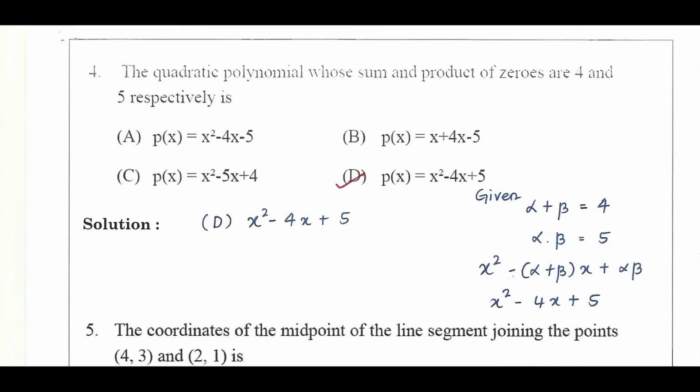Fourth question: the quadratic polynomial whose sum and product of zeros are 4 and 5 respectively. The standard form of a quadratic polynomial is x square minus (alpha plus beta) x plus alpha into beta, that is x square minus sum of zeros into x plus product of zeros. Alpha plus beta is 4, alpha into beta is 5. Therefore what we get is x square minus 4x plus 5. Therefore the correct answer is option D.